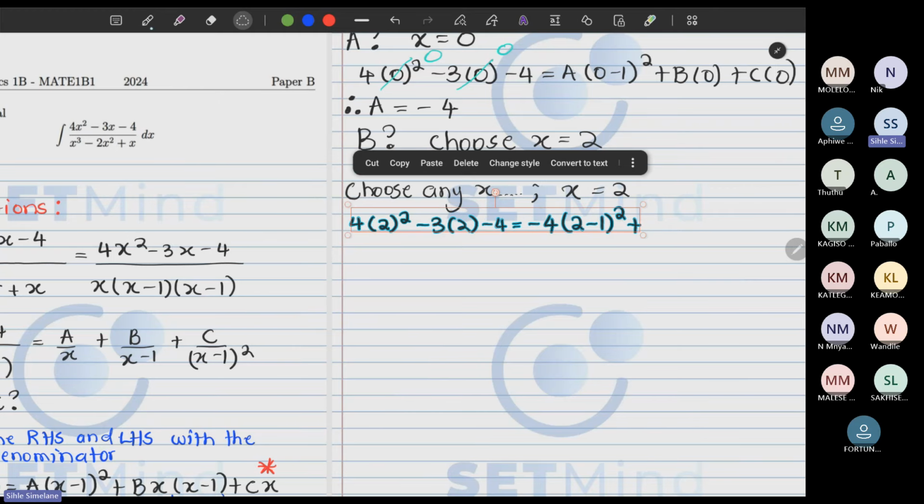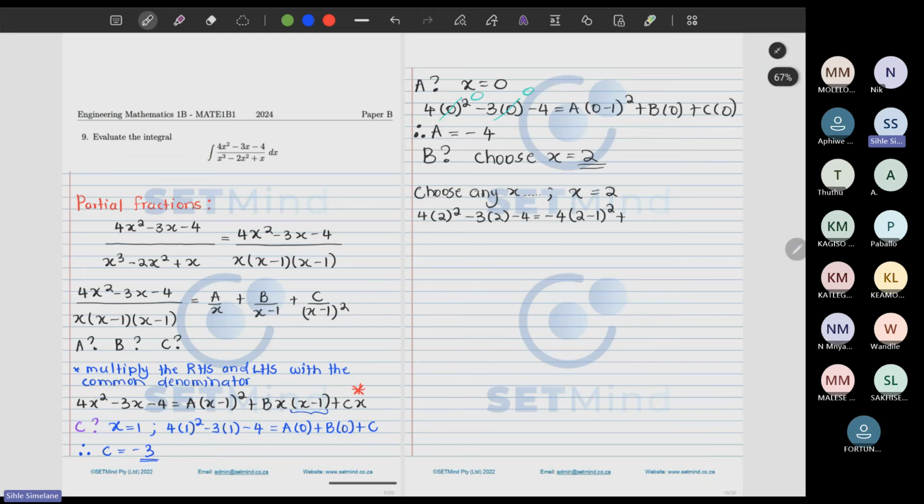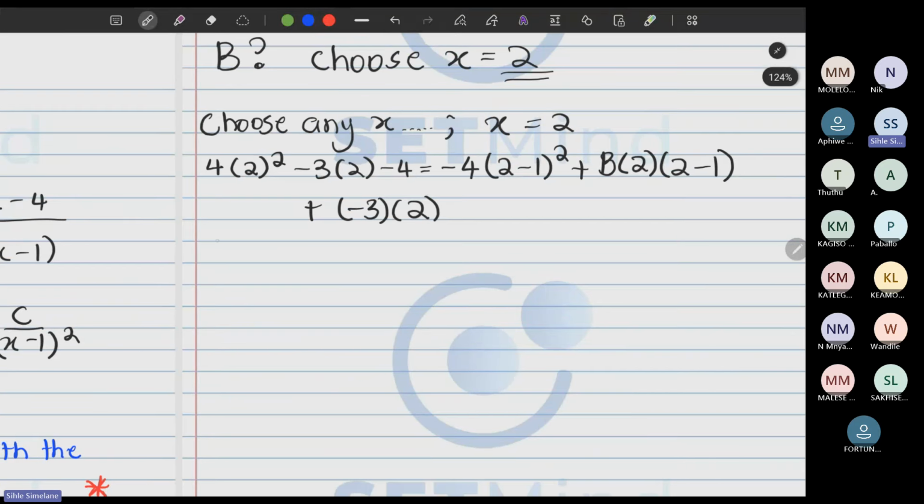So this is a, which is minus 4, and then plus b, which will be multiplied by 2 times 2 minus 1, and then plus c. Our c we obtained as negative 3 multiplied by 2. So let's quickly sort out the left-hand side, guys. What we have is 4 times 2 squared, which is 16. And then 16 minus 6, that becomes 10 minus 4, that becomes 6. And then what we are going to have there is minus 4. Then for the b, we are going to have 2b, and then minus 6.